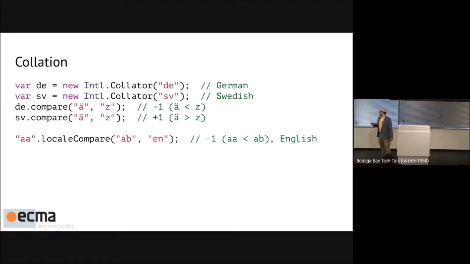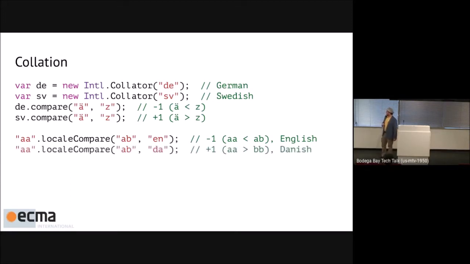And just like with the date and time formatting, you can also use the locale compare function, which is more convenient, but might be a little slower if you're doing a lot of comparisons. So in this case, English and Danish, it might be surprising if you don't write those languages, but this is what happens. AA is greater than AB in Danish. Yep. Okay. So that's what happens with collation.